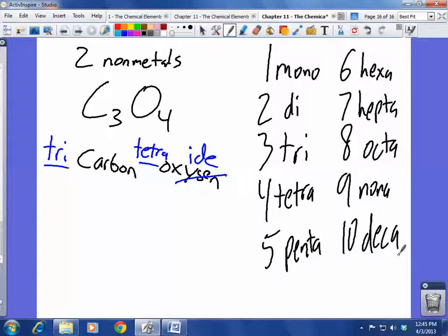We're going to spend really the rest of the class period doing examples with this. So if we have 2 or more nonmetals, we have to say how many we have. So let's try.